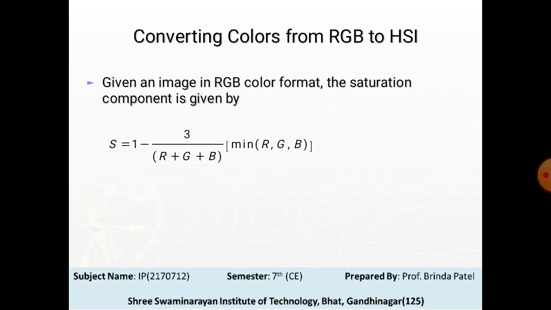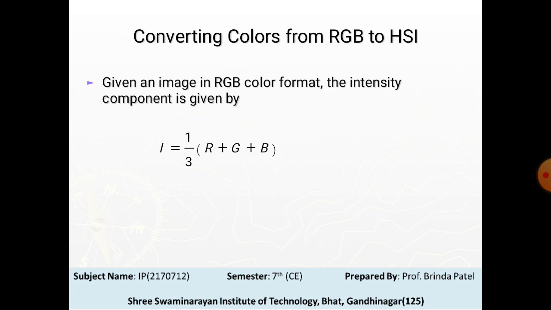The saturation component is given by S is equal to 1 minus 3 upon (R plus G plus B) times the minimum of R, G, B. The intensity component is given by I is equal to 1/3 times (R plus G plus B). It is assumed that the RGB values have been normalized to the range 0 to 1, and the angle theta is measured with respect to the red axis of the HSI space.